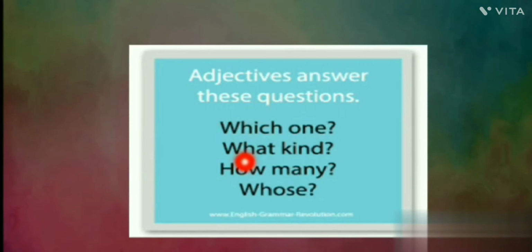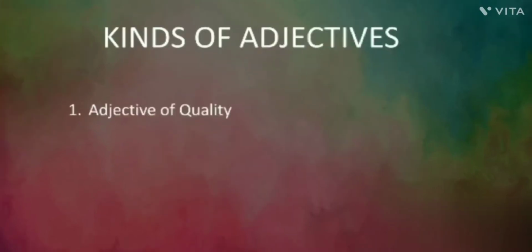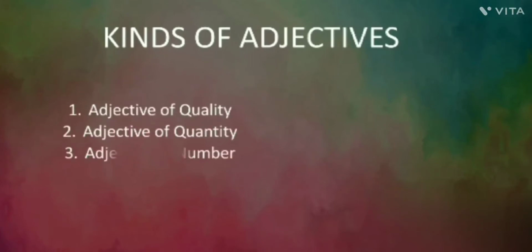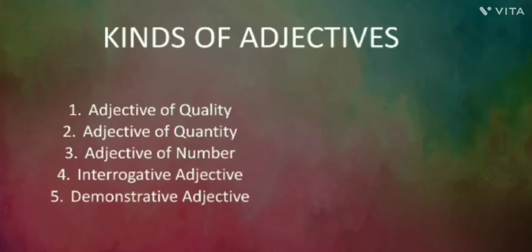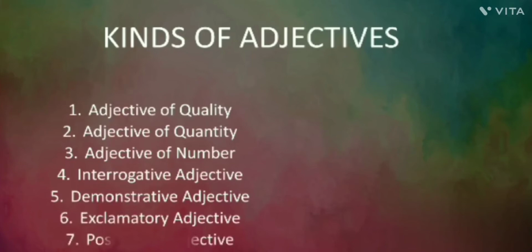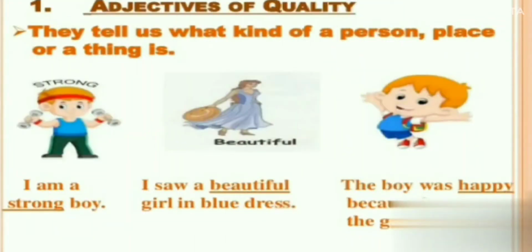Adjectives answer these questions. Which one? What kind? How many? And whose? Kinds of adjectives. Number 1, adjective of quality. Number 2, adjective of quantity. Number 3, adjective of number. Number 4, interrogative adjective. Number 5, demonstrative adjective. Number 6, exclamatory adjective. And number 7, possessive adjective. Let's see all of them one by one.